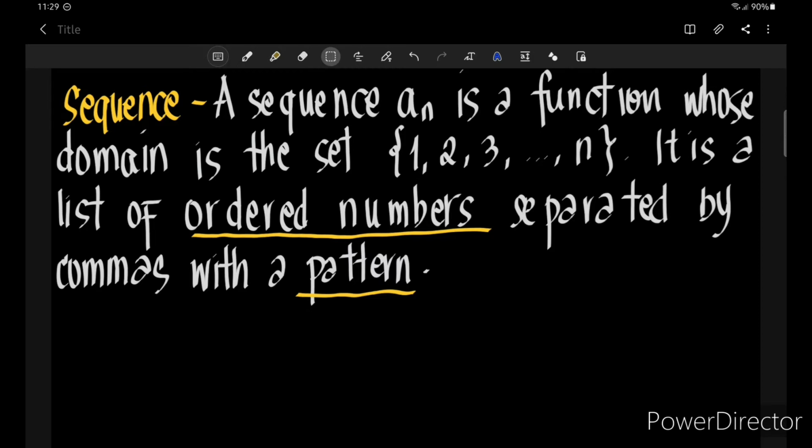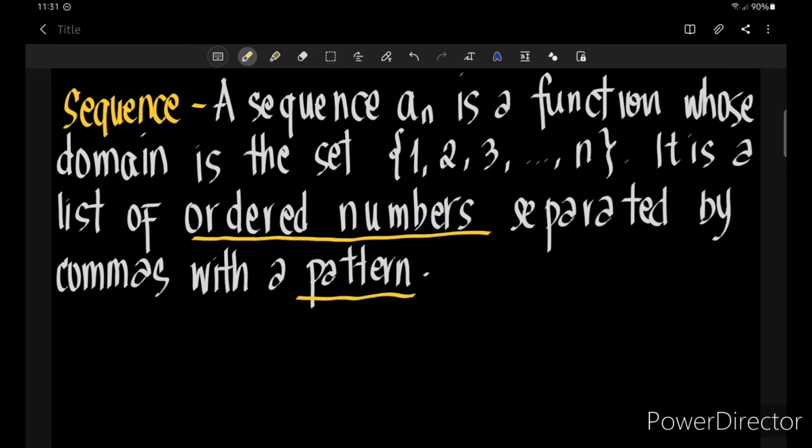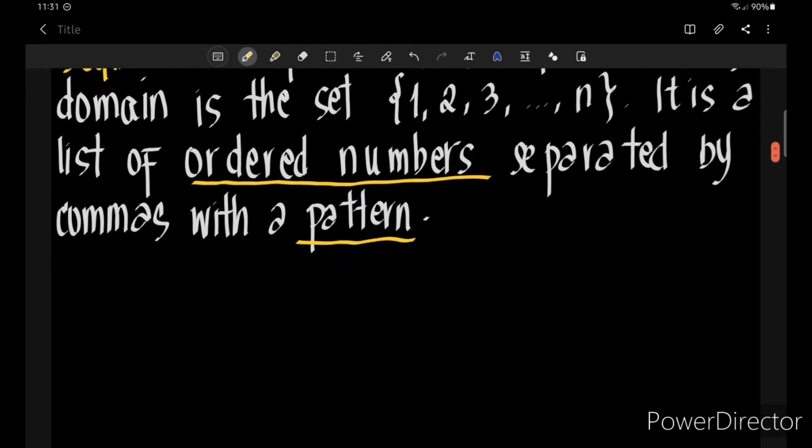Now, here on your screen, we have the definition of a sequence. A sequence is a function denoted by the symbol a sub n, whose domain is the set of positive integers, and that is 1, 2, 3 up to n enclosed by braces. It is a list of ordered numbers separated by commas with a pattern. For example, let's have a sub n equal 1 over 2 raised to n.